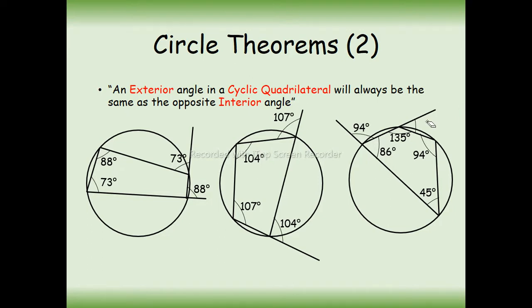What would this be? 86. No, it can't be 86. 45. Which one are you pointing to? I'm pointing to this one. This can't be 45. So that's 45. Yeah, it has to be 45, because remember, look at the idea. The idea is that it has to be opposite.